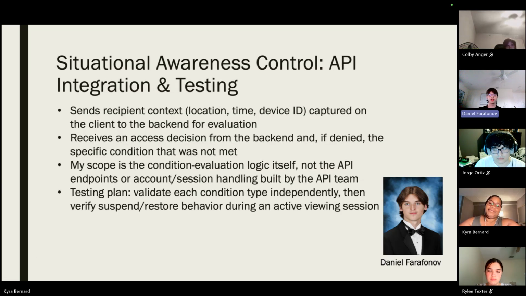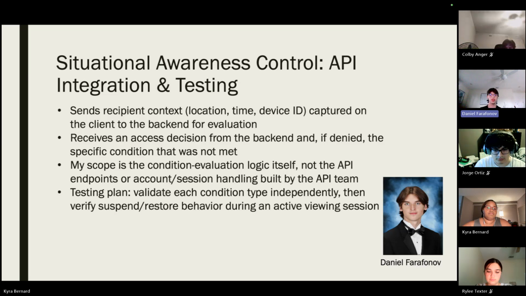And then the API integration and testing: it sends the recipient context, like the location, the time, and the device ID captured on the client, to the backend for evaluation. The client's job is just to gather that information and pass it along. The actual decision happens on the backend, and the client receives an access decision, which if denied, states the specific condition that was not met. And like I said earlier, it explains why the condition was not met. In order for access to be granted again, the condition needs to be met again.